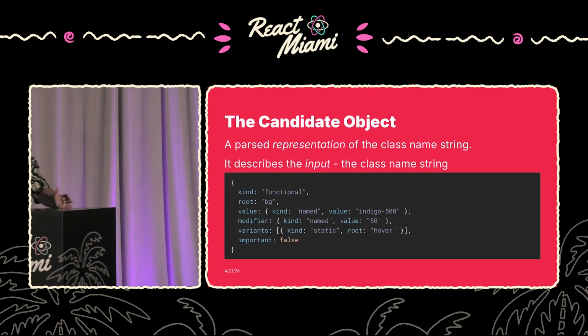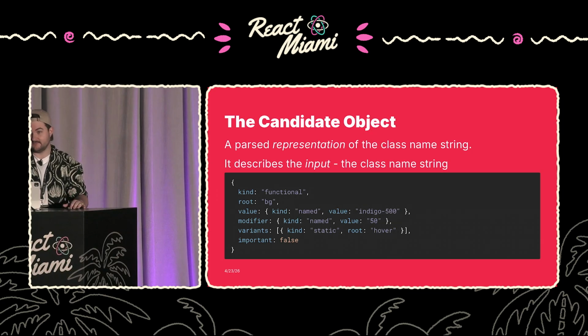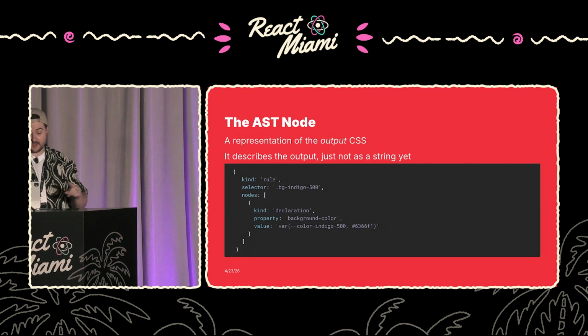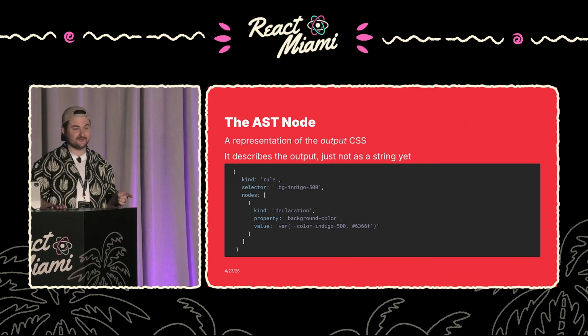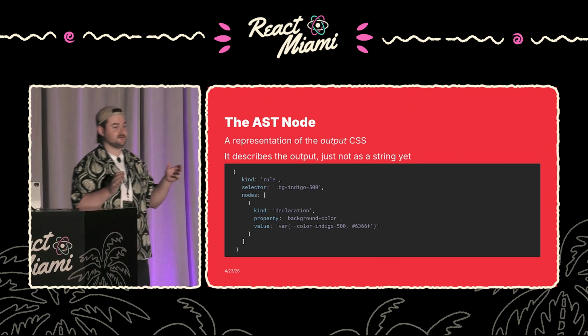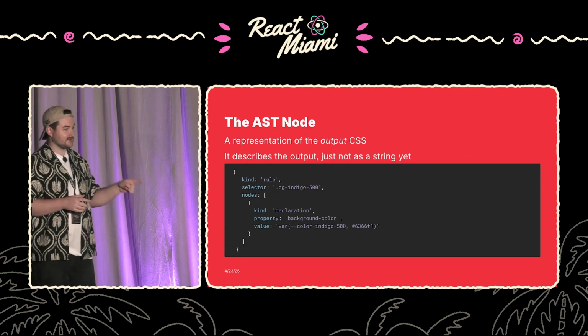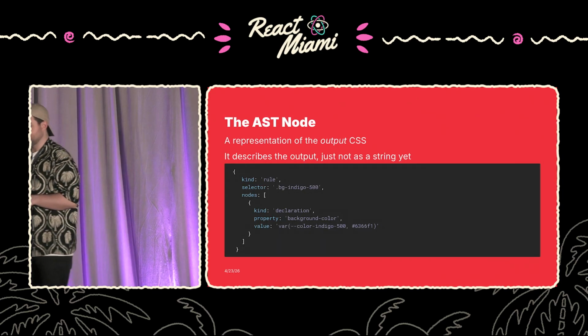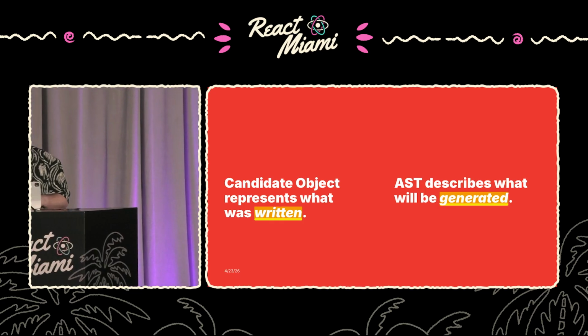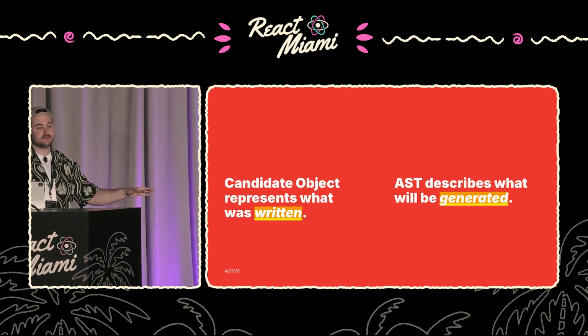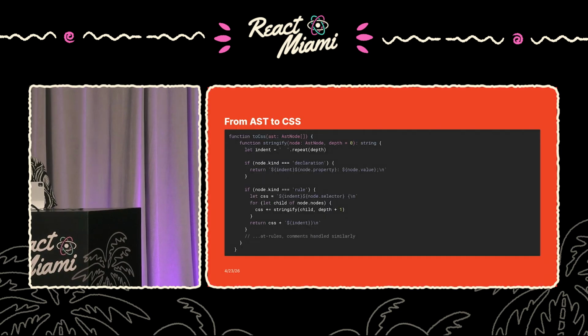The candidate object represents the input. It's just a parsed version of the class string. It knows that the root is BG, it knows that the value is Indigo 500, but it has no idea what CSS it maps to. On the other hand, the abstract syntax tree node represents the output. It knows that the CSS property is background color, and it knows that the value is a resolved CSS variable, and it knows that the selector is .bg-indigo-500. So one is about what was written, the candidate object, and the abstract syntax tree describes what will be generated, which is what we're going to look at right now.